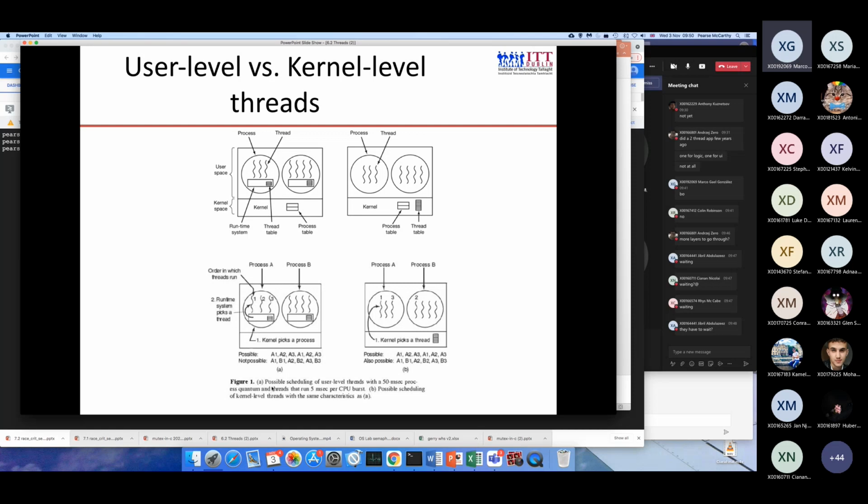So what does it say down here? Possible scheduling of user level threads with a 50 millisecond quantum. Right? So the OS gives us a 50 millisecond scheduling quantum. And inside that, we're going to say threads are run at 5 milliseconds, right? So this library here is going to decide, if I get a quantum from the OS, I'm going to schedule my threads at 5 milliseconds. I'm going to give them all 5 milliseconds, right?